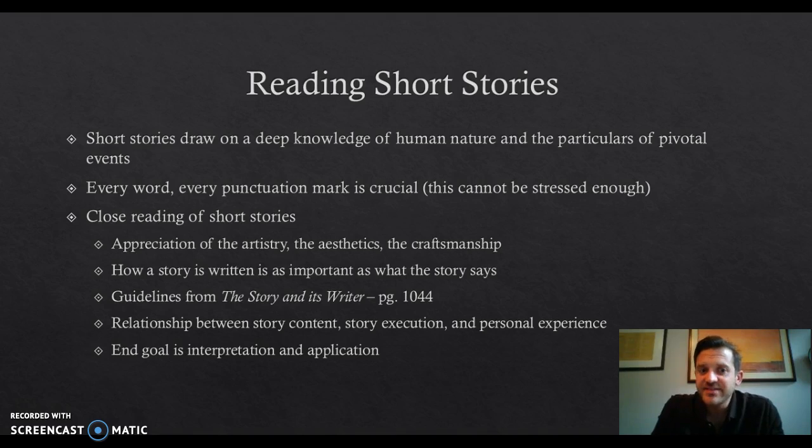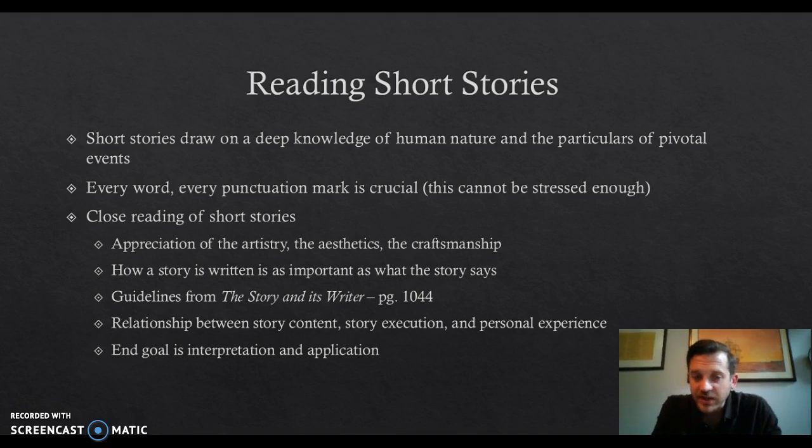So within that aesthetic, craftsman, artistry principle, we then focus on how the story is written. There are a lot of writers who are all style and no substance. They can say nothing with beautiful words, but they're not actually saying anything. So you have to find this balance. There are some great guidelines. I'm running out of time here. There are some great guidelines from the story, and it's right here on page 1044. Look at those.